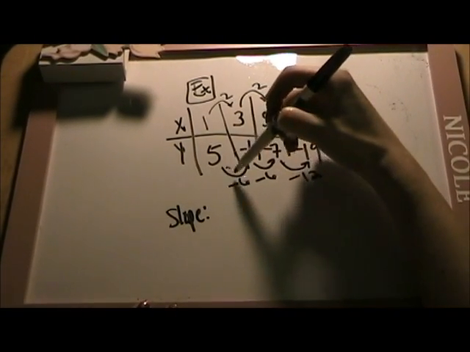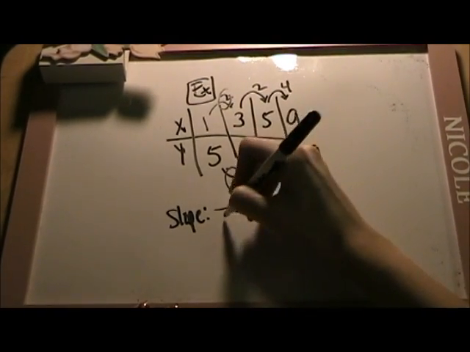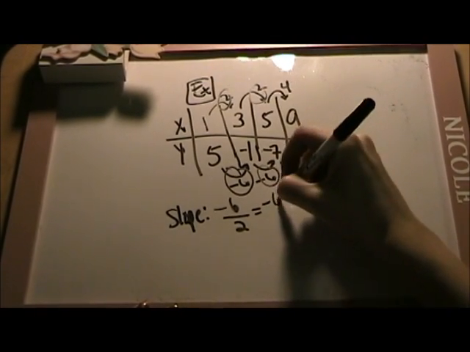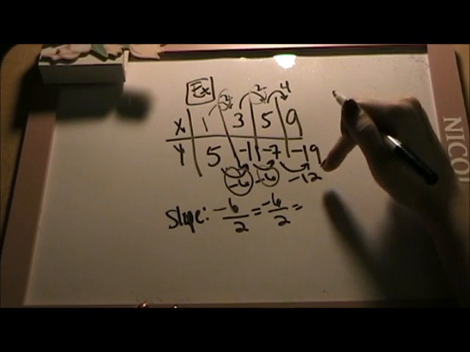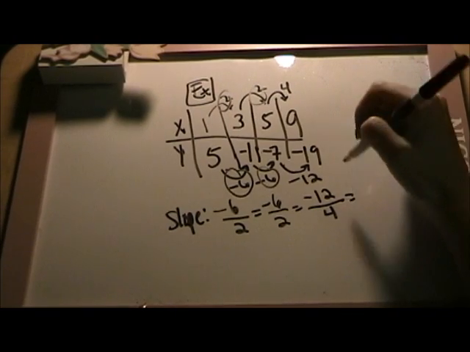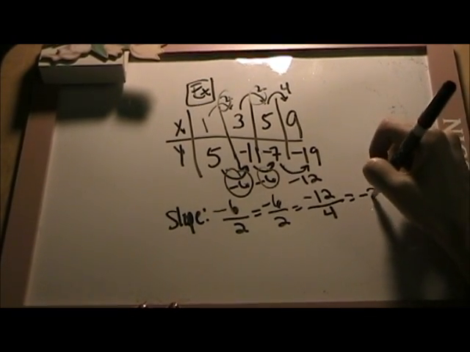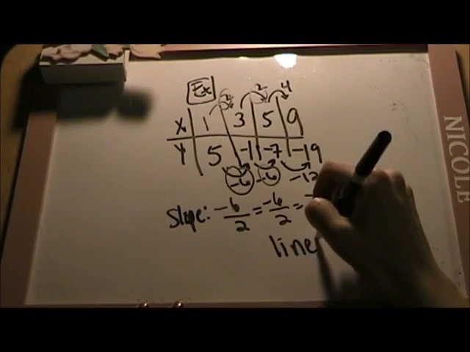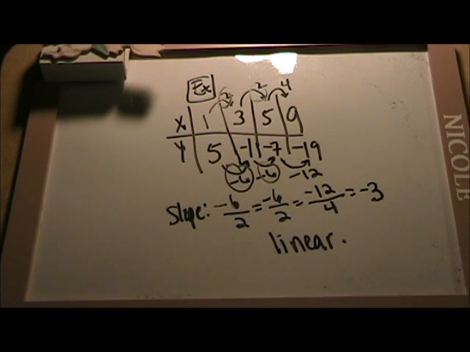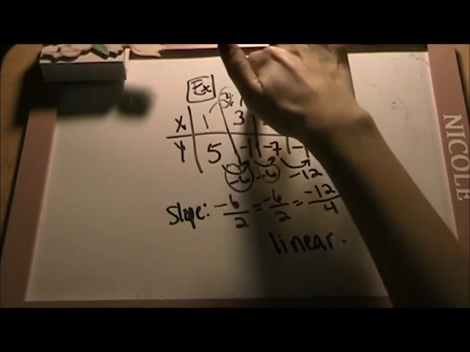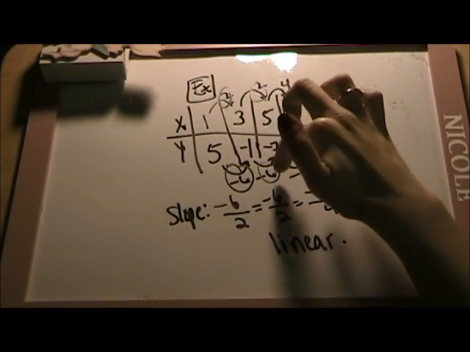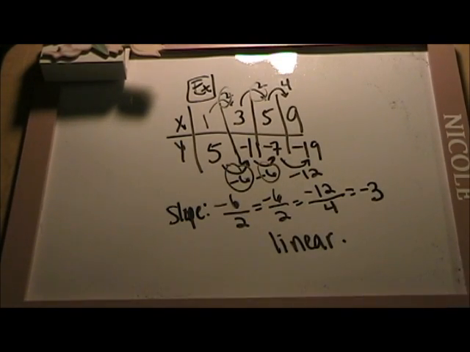So the slope here, -6 over 2. Slope for the second part, -6 over 2. Slope for the second one, -12 over 4. All of these reduce to -3. So this would be linear because each slope is identical. It's constant. So again, I just took the difference between each one and then I put slope is change in y, which was -6, over change in x, which was 2.